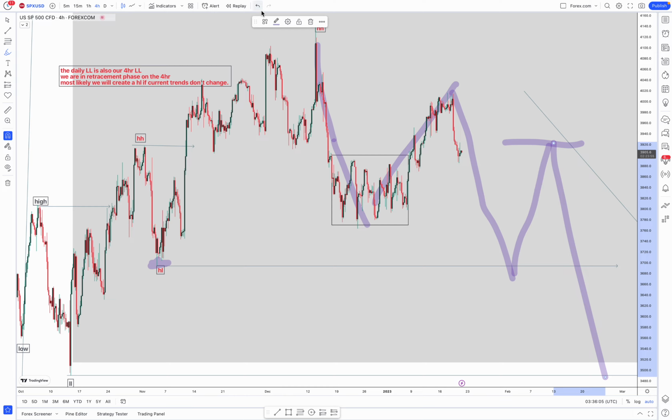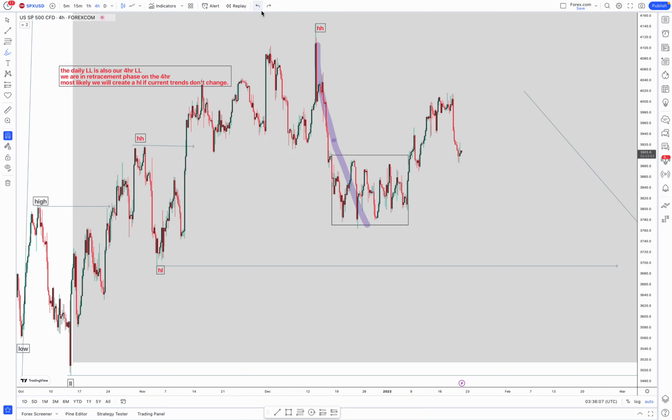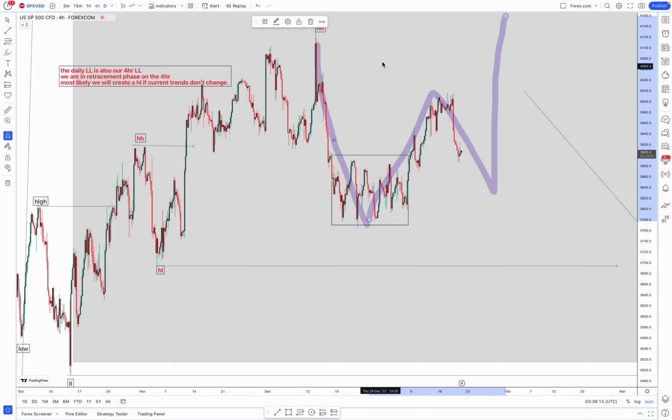If not, we are going to be creating a higher low here and just come back down, up, create a higher high. Basically, take out this high.